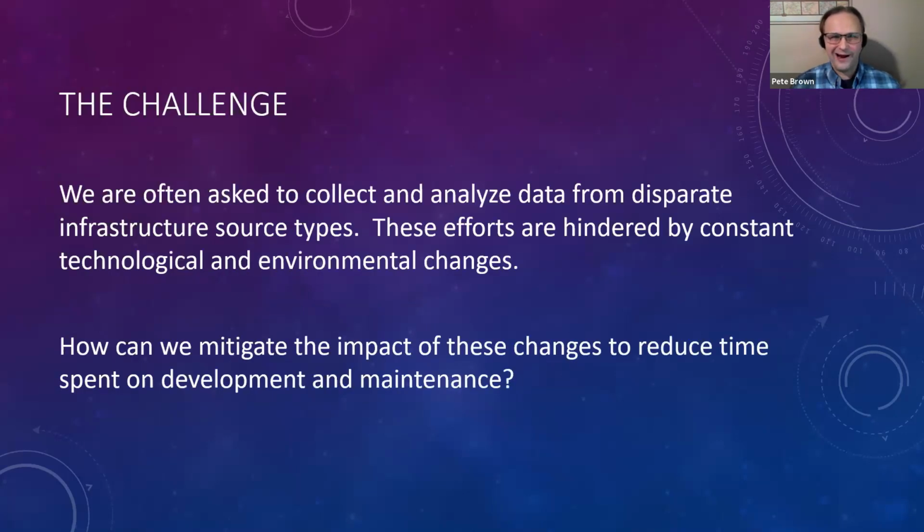So one of the great ironies of working in IT is that we're entrusted with the business's data, but we often have a very hard time managing our own. And so the challenge we run into here is we have data from a bunch of different infrastructure source types, and they're constantly changing. So how do we mitigate the impact of when things change, and when instances come in and out of the environment? How do we adapt to those changes as fast as possible?